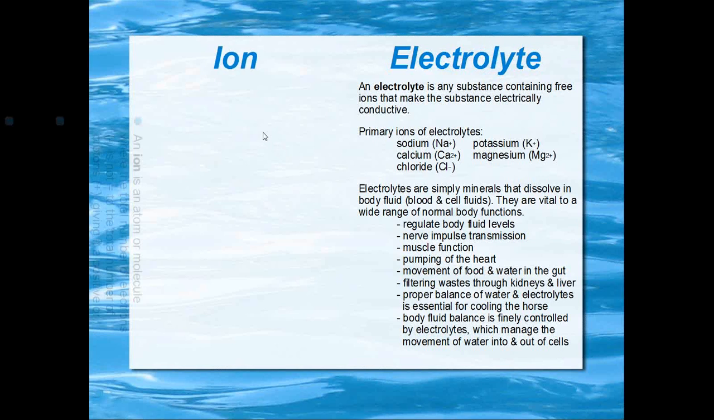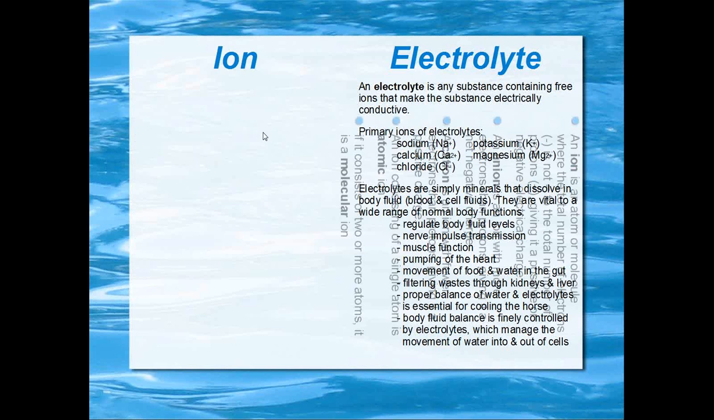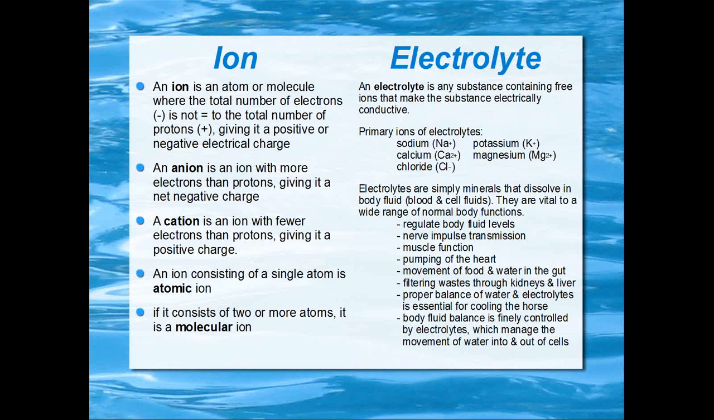So an ion is either an atom or a molecule. An atom is a single atom. It's a lone. If it's a molecular form, there are 2 or more atoms connected together, so that's the anatomy there. An anion is where there are more electrons than protons, so in other words, more negative charge nutrients than positive charge nutrients, giving it a negative charge. So that's a negative type anion or ion.